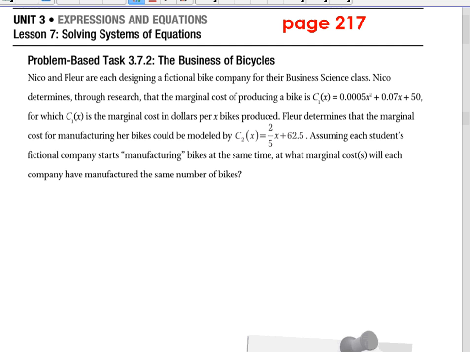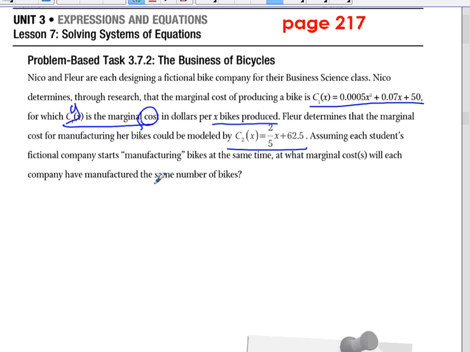So it says that you have a fictional bike company for your business science class. Nico determines through research that the marginal cost of producing a bike is this. Okay, and that is the C, so your Y is the marginal cost in dollars per X bikes produced. So X is your bikes produced, Y is your cost. Fleur determines that the marginal cost for manufacturing her bikes could be modeled by this. Assuming each student's fictional company starts manufacturing bikes at the same time, at what marginal cost will each company have manufactured the same number of bikes?